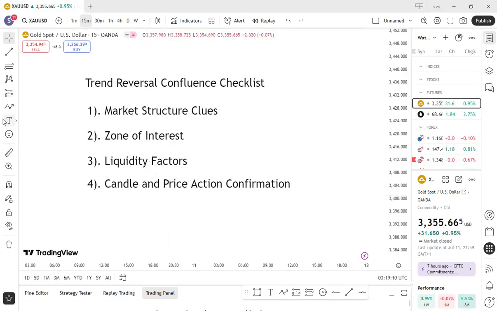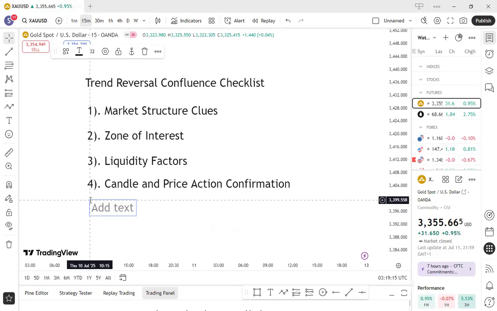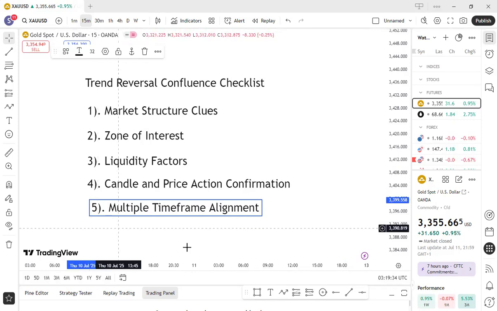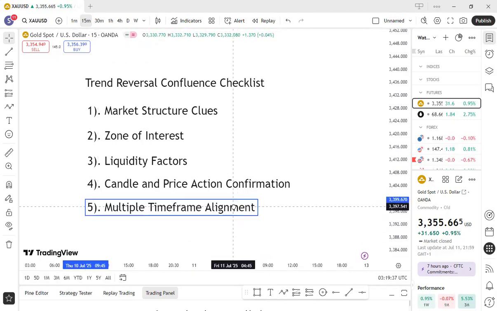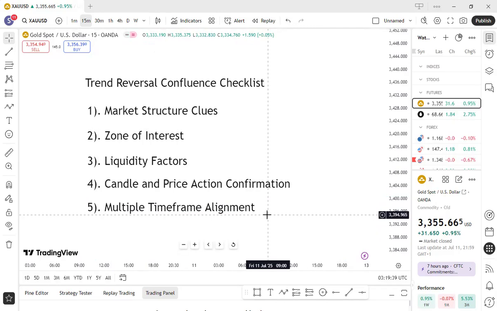All right. The fifth you should be looking out for is your multiple time frame alignment. So you should be checking your higher time frames for the overall view of the market, like your weekly, daily, 4 hours, for the overall trend of the market.